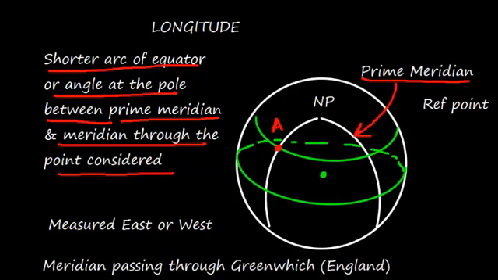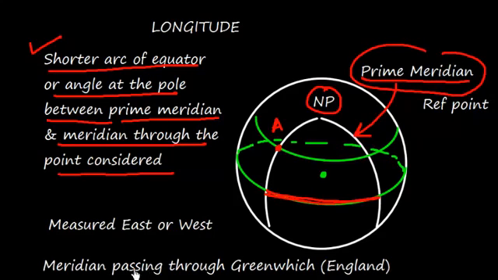So we are saying the longitude of a place A is the shorter arc of the equator. The shorter arc of the equator is this, from the prime meridian. Well, it could be this arc also, but we are not interested in that. So the definition says that it is the shorter arc of the equator or angle at the pole, and this is the north pole here. If this place is in the northern hemisphere, we take the north pole, the angle at the pole between the prime meridian, which I have already defined, and the meridian through the point considered. So we have two meridians here.